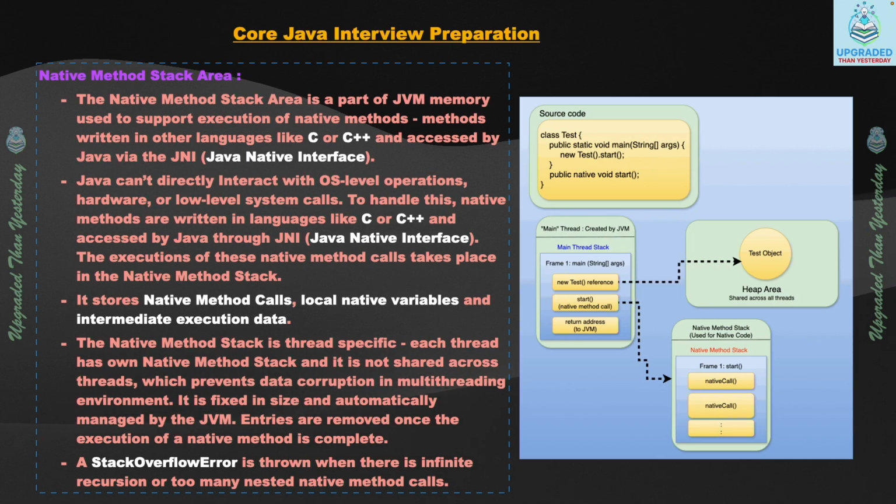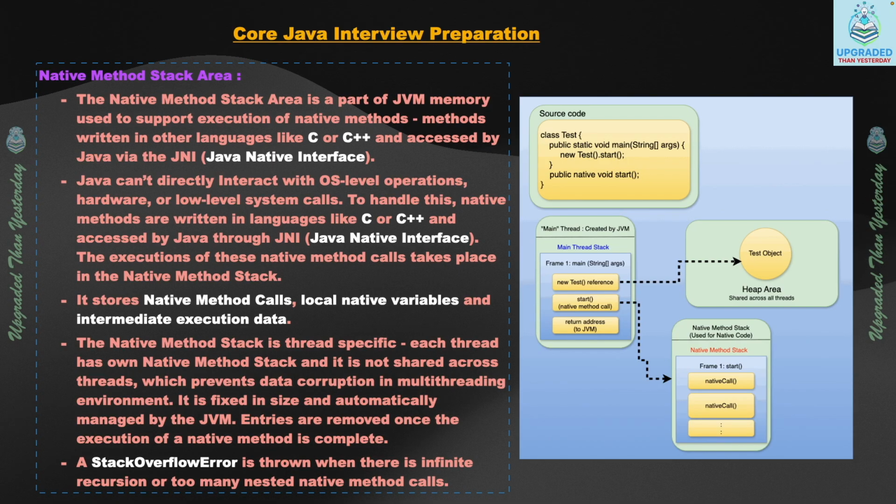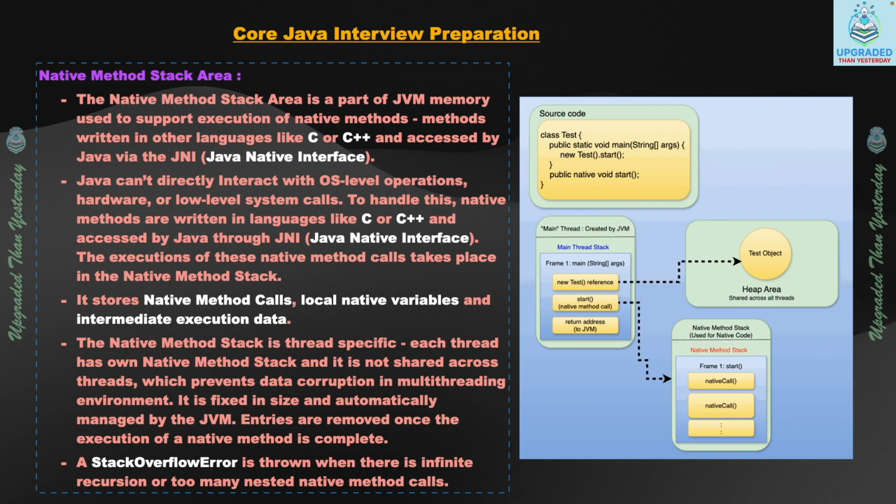Look at the diagram. There is a class Test with a main method and a native method start. Notice that the start method is declared without a body, but the native keyword is there in the declaration. This indicates that the implementation of this method has been written in another programming language such as C or C++.